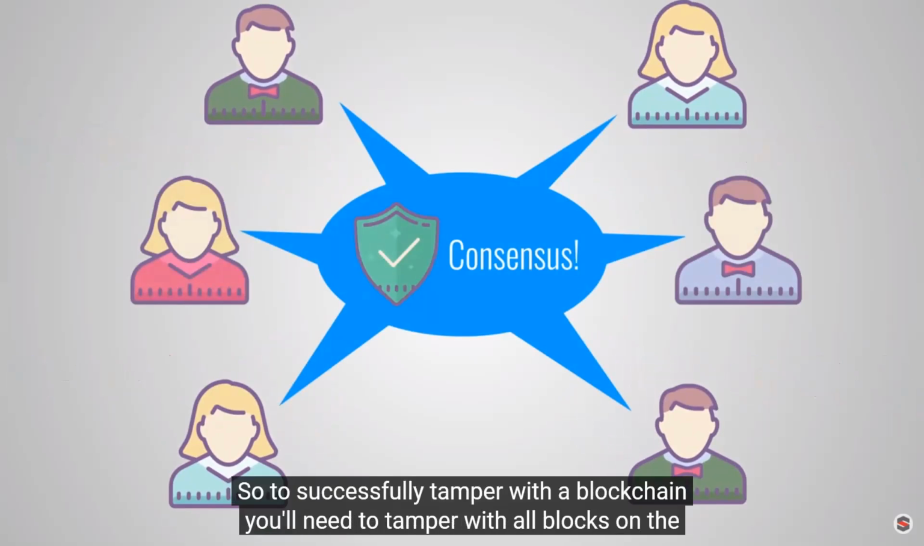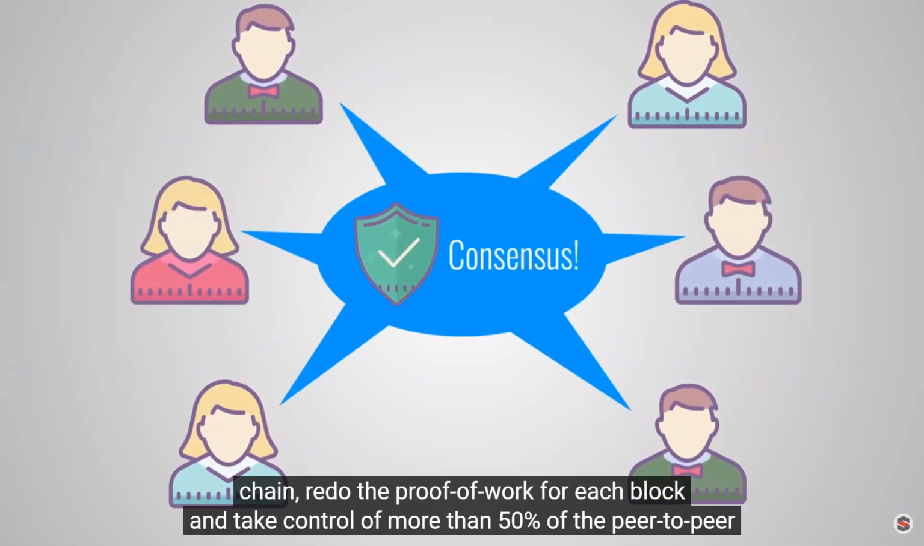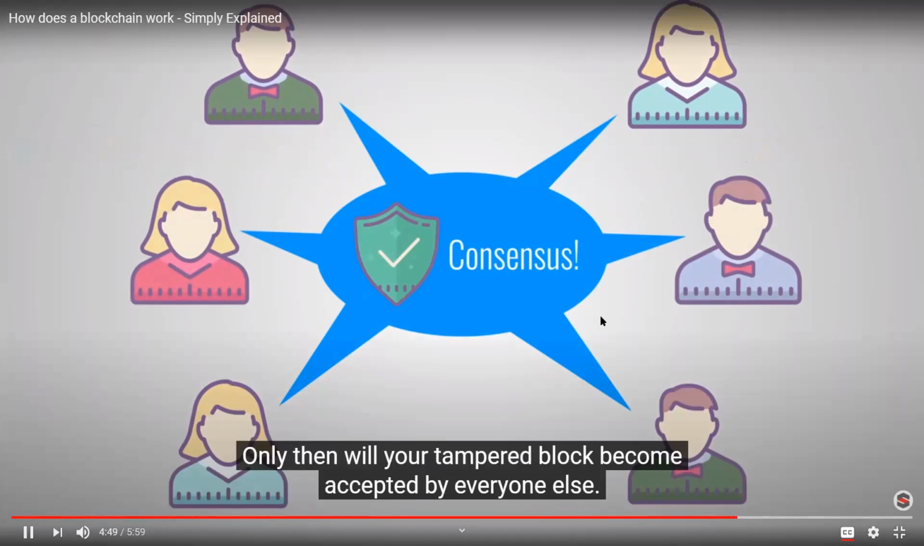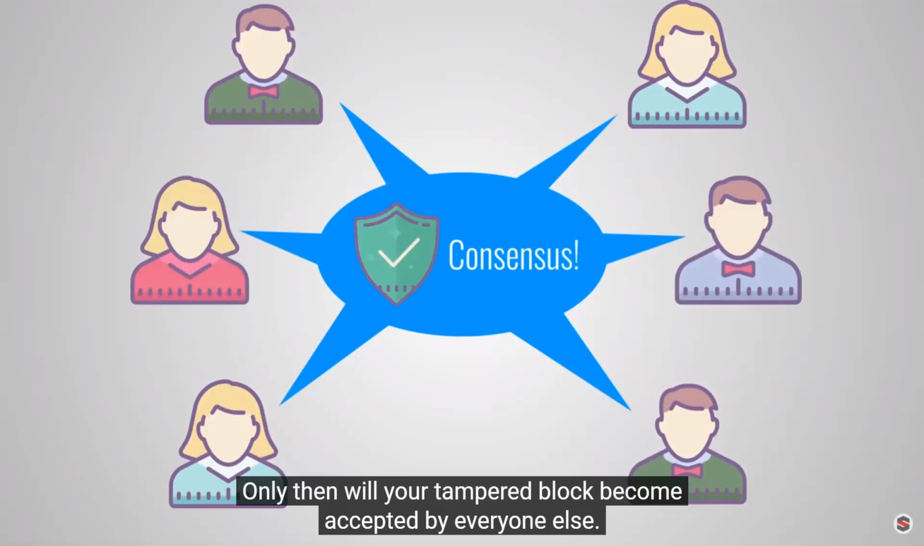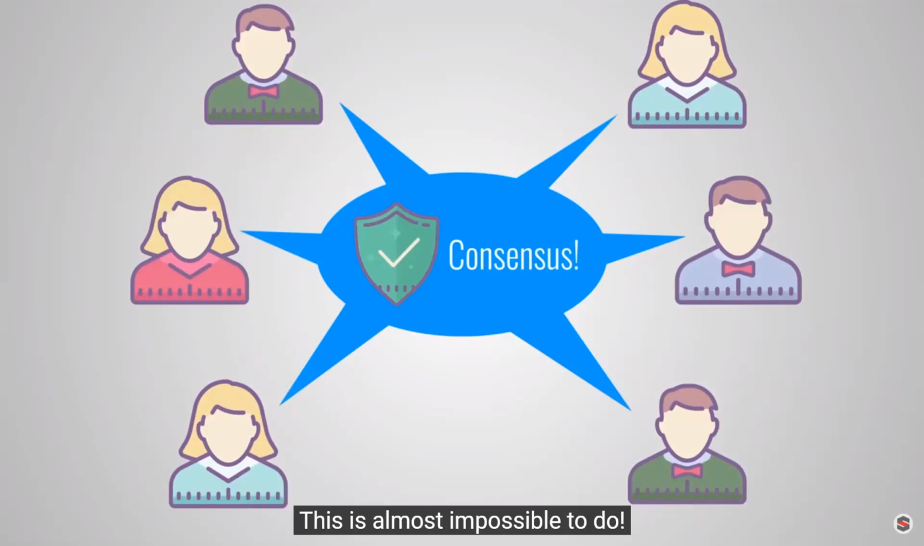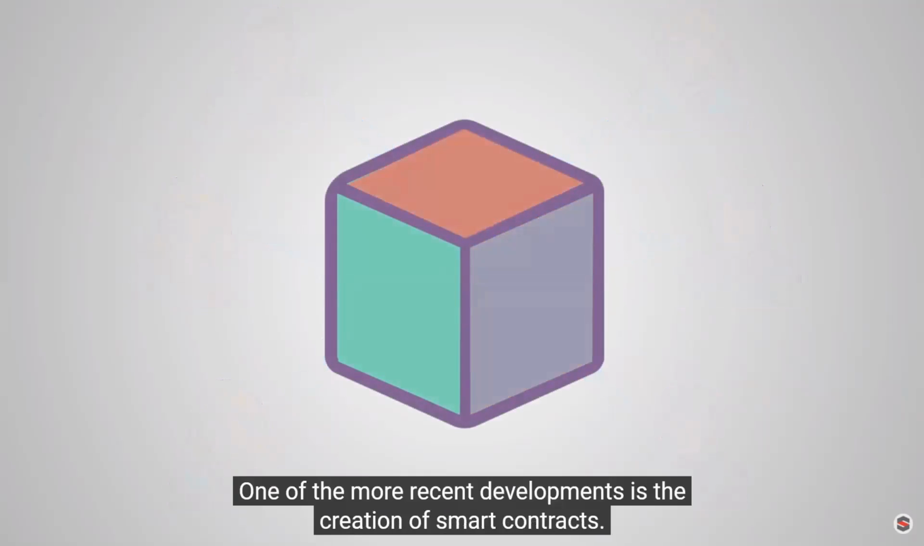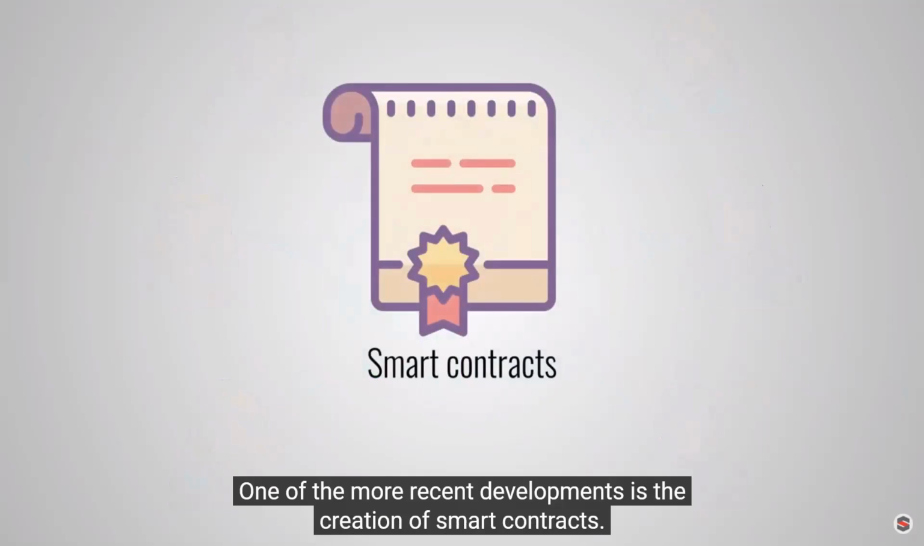So to successfully tamper with a blockchain, you'll need to tamper with all the blocks on the chain, redo the proof of work for each block, and take control of more than 50% of the peer-to-peer network. Only then will your tampered block become accepted by everyone else. So this is almost impossible to do. Blockchains are also constantly evolving. One of the most recent developments is the creation of smart contracts.